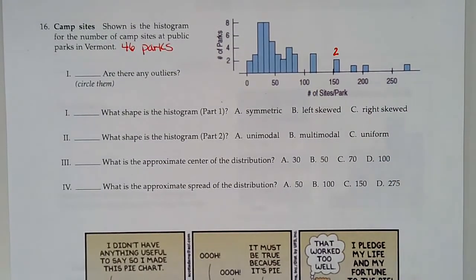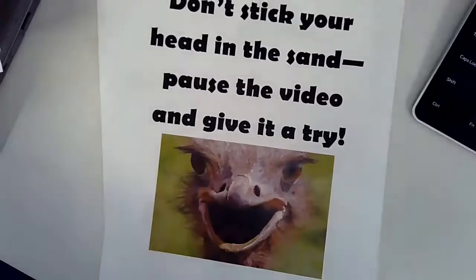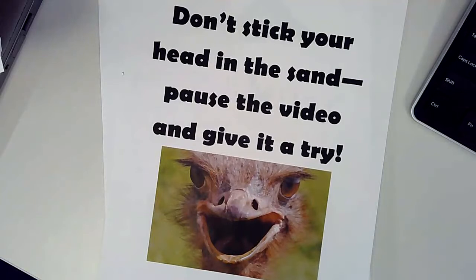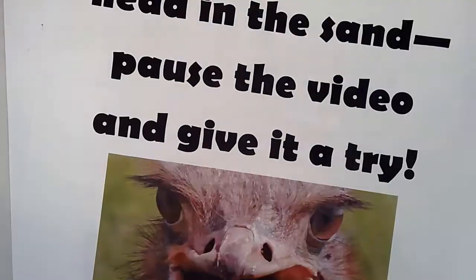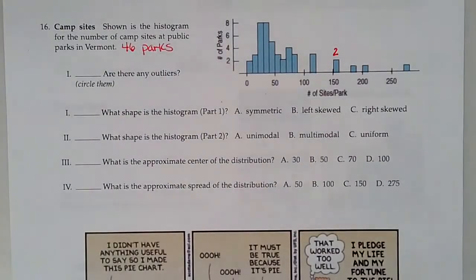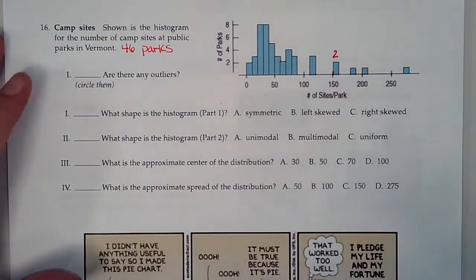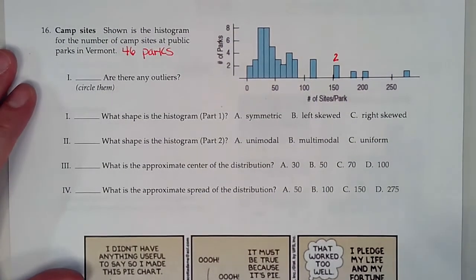Okay, so what I'd love for you to do is go ahead and pause the video, go through and identify the shape, center, spread, and outliers. Give that your best try, and then we'll come back and go through it together. Okay, so hopefully you gave that a try. Let's go through these. So the first question is, are there any outliers?